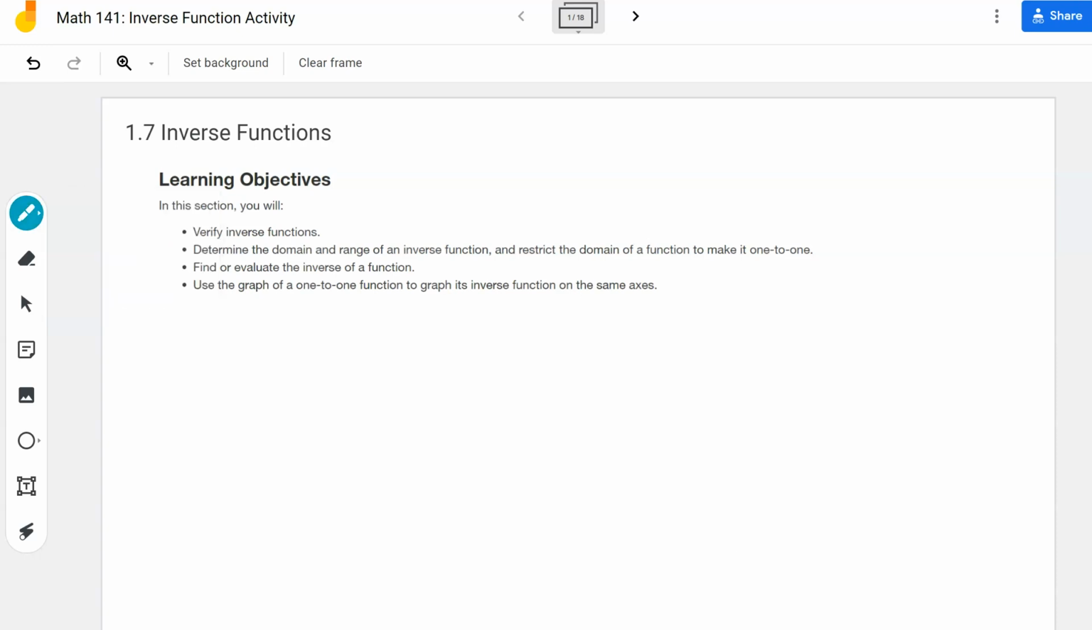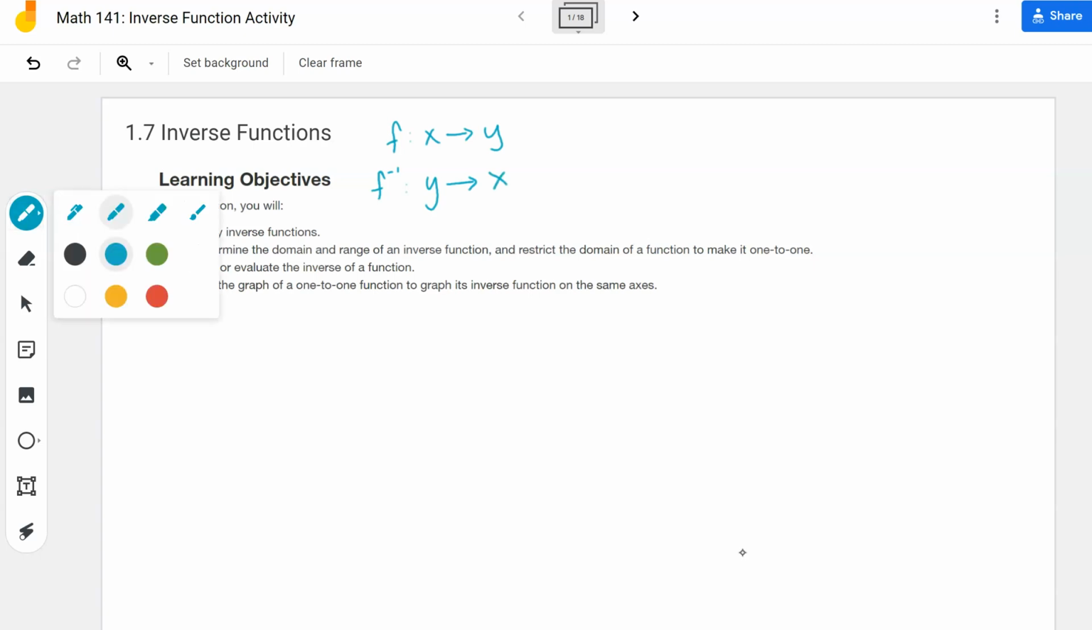So first thing we need to be able to do is verify that two functions are inverses of one another. And the whole goal of an inverse is that f is a function that takes x to y, right? Takes x as an input and gives out a y. And f inverse will take in a y and give out an x. So basically, we are swapping the domain and range, swapping our input and output for these two functions.